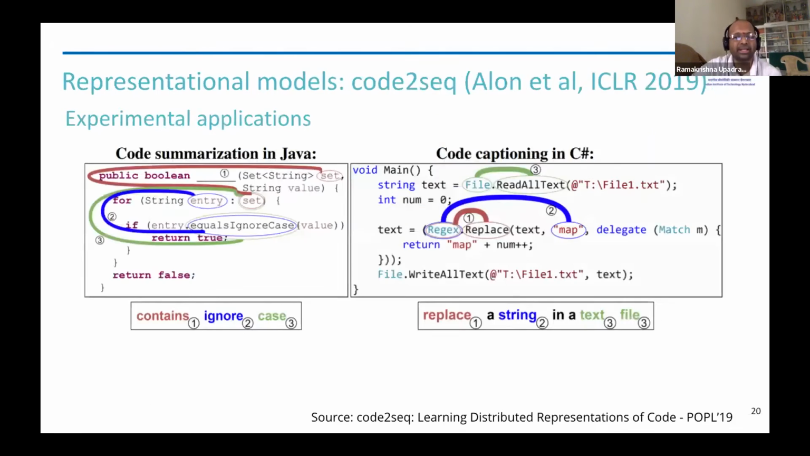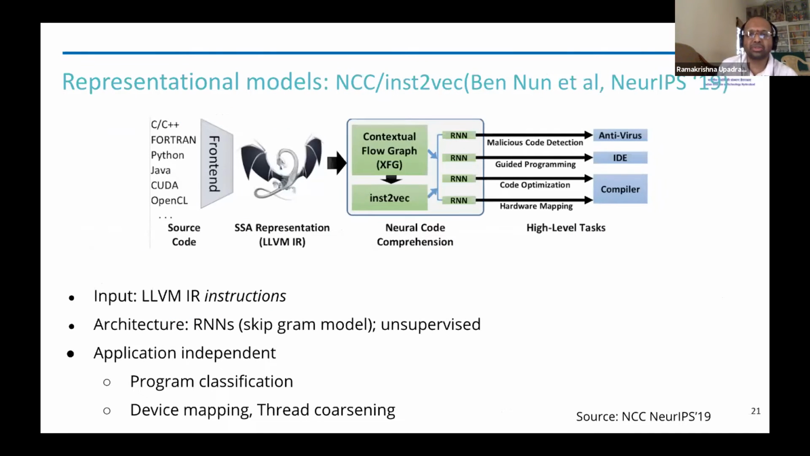Okay, that closes off the AST-based encodings. That was ICLR 2019, and that brings us to the next work, from NeurIPS 2019, from ETH Zurich, by Torsten Hoefler and others. They are also built from LLVM-IR, which we have seen has various front ends and is based on SSA representation. They construct something called a context flow graph, XFG, and that leads to an encoding called inst2vec.